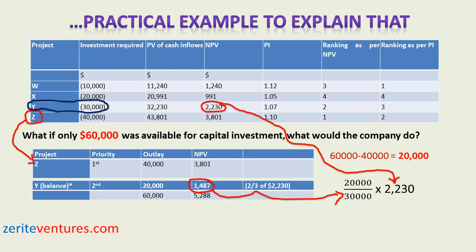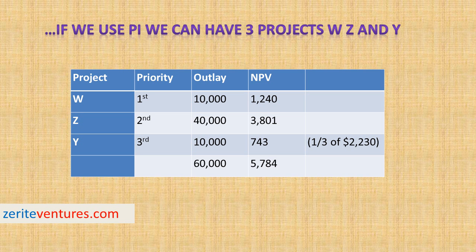If we use PI, we can have 3 projects, W, Z, and Y, and the last one, that is Y, is going to be divided, which is shown in the illustration. Again, make sure you download the notes since we are summarizing here to save time.